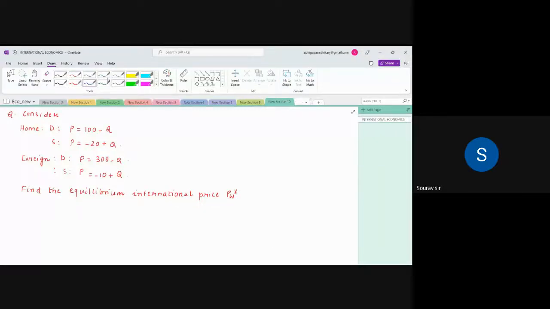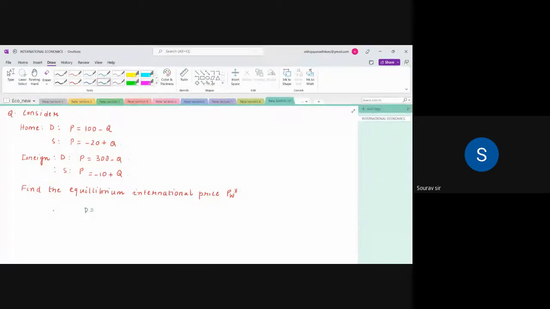Okay. So let me show you that as well. How are we going to find out the equilibrium price? It's basically demand equals supply. If I'm trying to find out for the home economy, I'm going to equate the demand curve for the home economy, which is 100 minus Q, to the supply curve of the home economy, which is minus 20 plus Q. If I equate it, we'll get 120 equals 2Q. So Q star home will become 60.